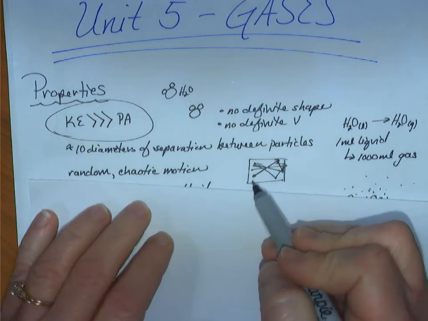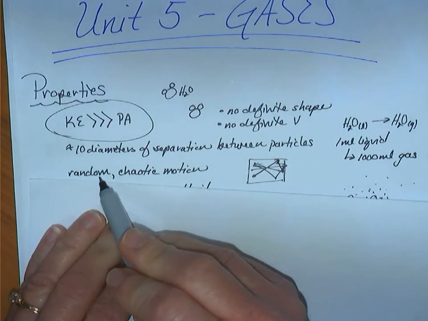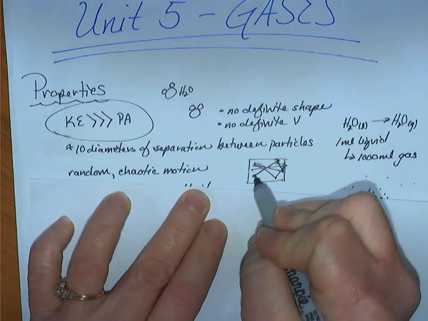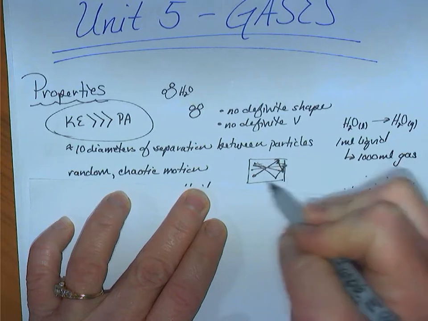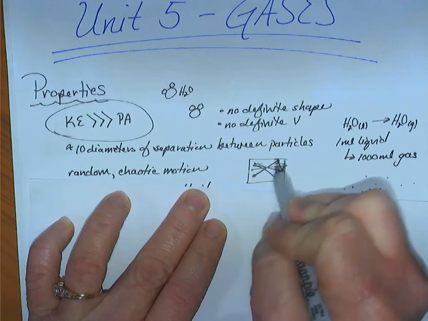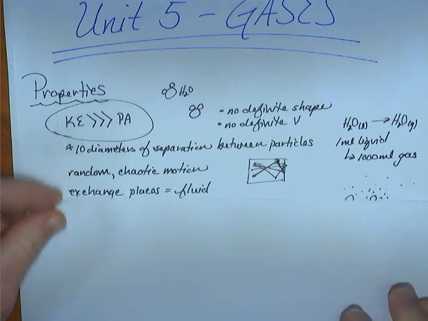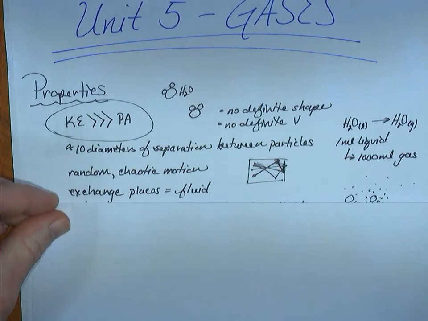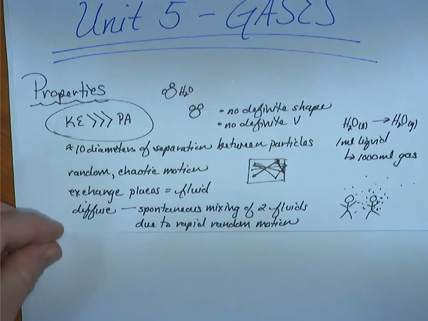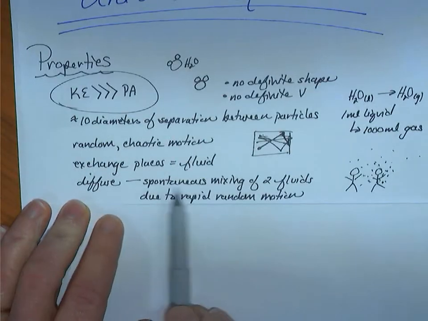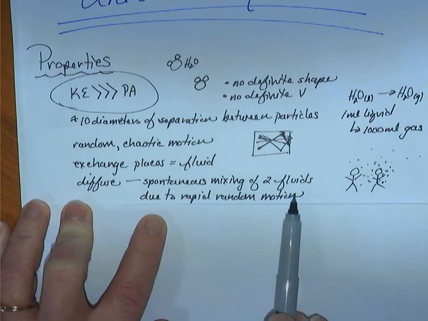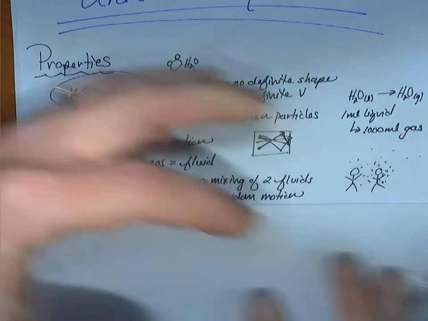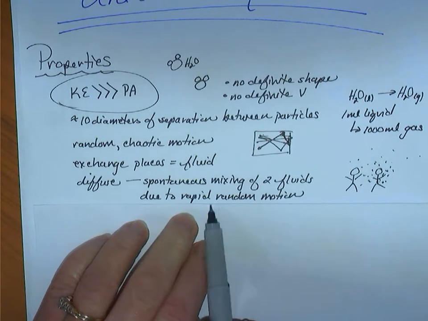We say the particles in a gas travel in random, chaotic motion, in a straight line until they hit the walls of a container or another particle. Because the particles exchange places, that qualifies gases to be fluids. And we do see diffusion without us doing anything, so it happens without outside intervention. Two gases will exchange places and mix due to the motion.